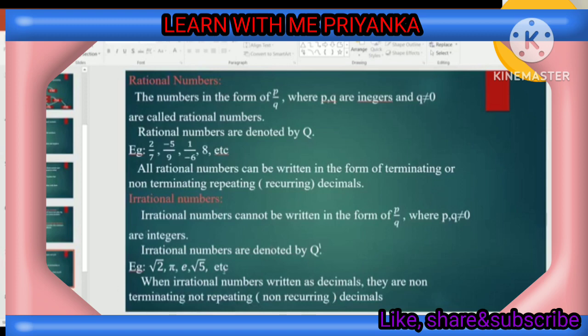When irrational numbers are written as decimals, they are non-terminating, non-repeating decimals. If you write some numbers in decimal form and the decimals are non-terminating, non-repeating, meaning non-recurring, those are irrational numbers. Some examples are root 2, pi, e, root 5, etc.